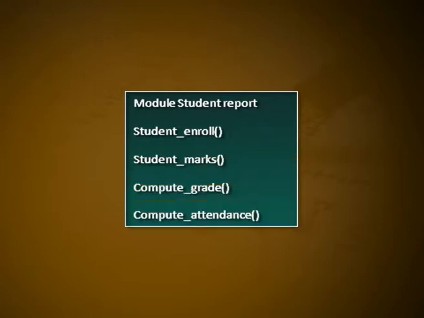Functional cohesion. A module is said to possess functional cohesion if different functions of the module cooperate to complete a single task. For example, a module containing all the functions required to manage student details shows functional cohesion. Here, student enroll, student marks, compute grade, compute attendance, etc. work together to generate the student reports. That is, module student report consists of student enroll, student marks, compute grade and compute attendance. According to the words used in describing the works of the module, the type of cohesion can be identified.